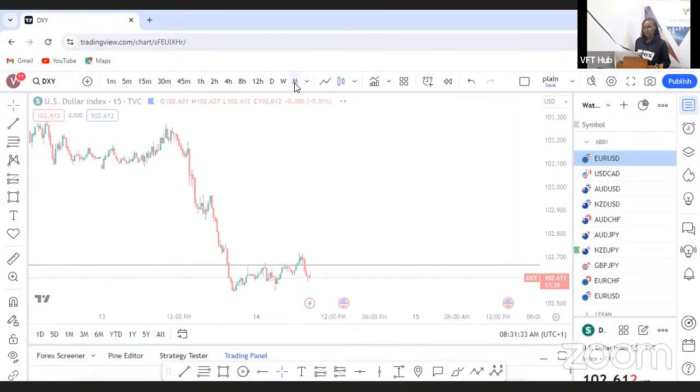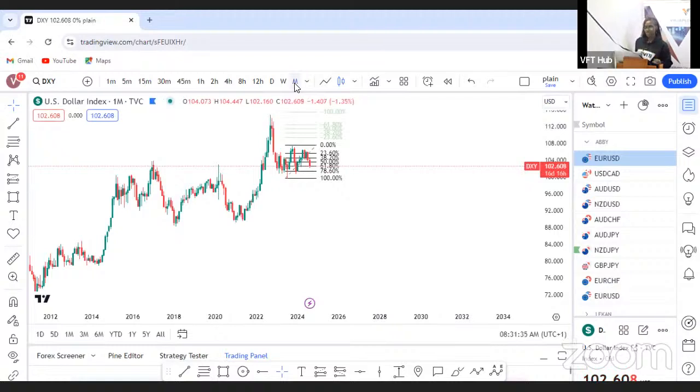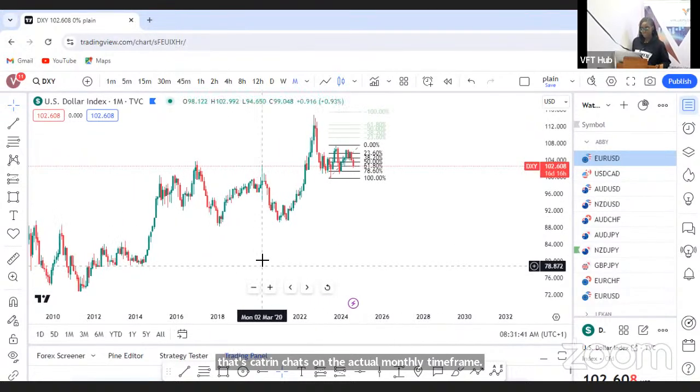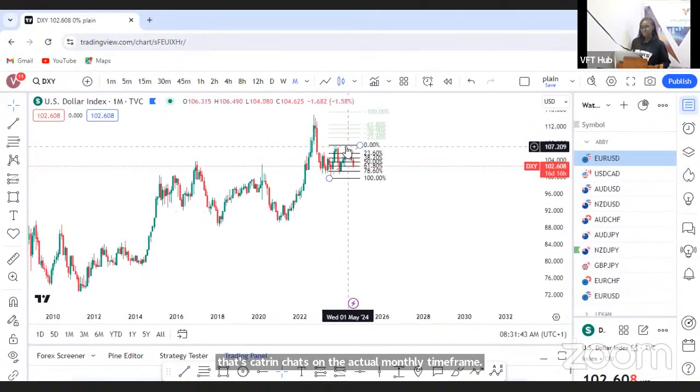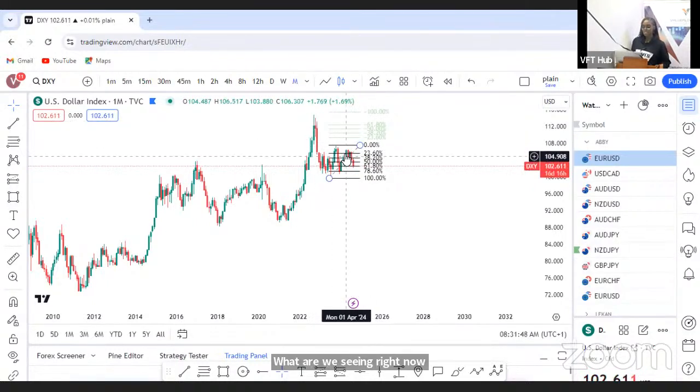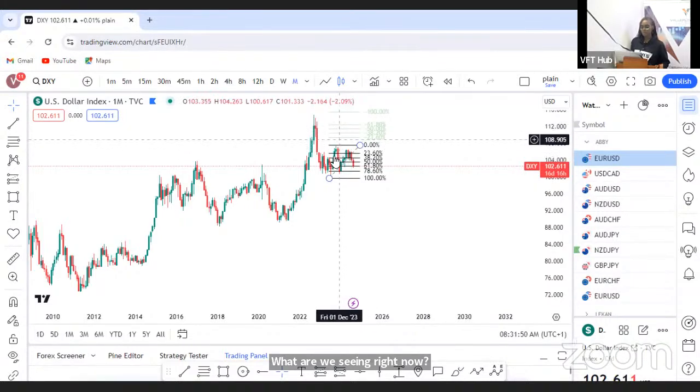Okay, so we'll just head straight to the chart on the DXY monthly time frame. The overall trend is pretty bullish. But what are we seeing right now? Price traded into this order block on the monthly time frame, and we are seeing some sort of reaction off that block.